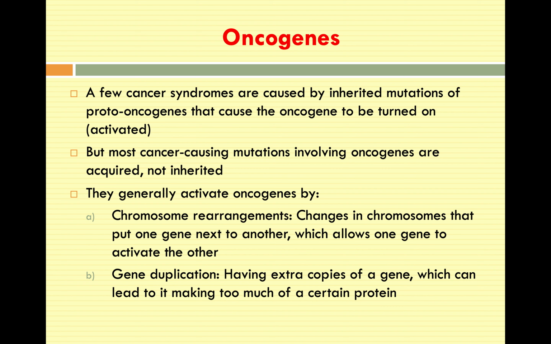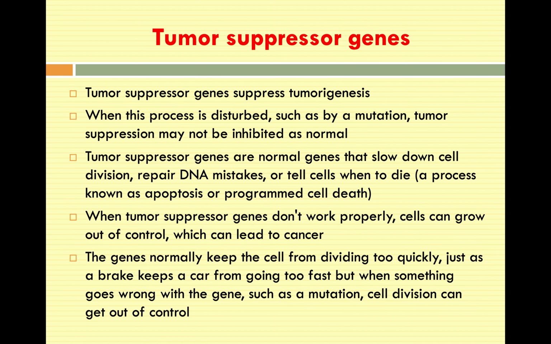which is actually, a bit of good news, because oncogenes are generally activated by either chromosomal rearrangement, which means changes in chromosomes that put one gene next to another, which allows one gene to activate the other. How it does that is actually a very complex mechanism. Or gene duplication, having extra copies of a gene. Like I said, extra anything is not good, which can lead to it making too much of a certain protein, which would be detrimental and could lead to cancer.